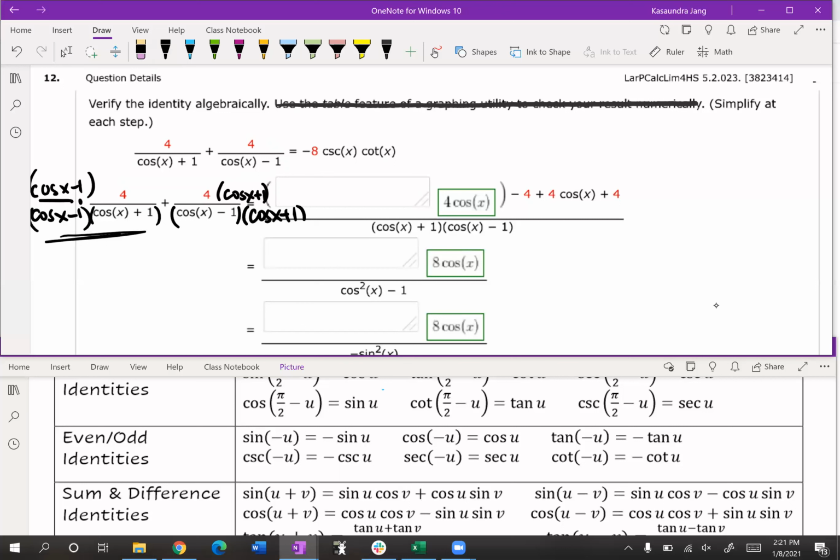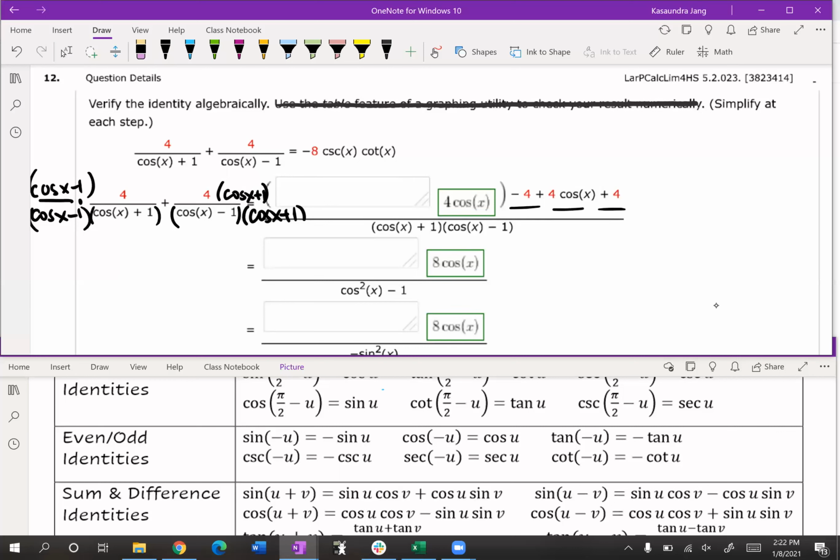We need to fill in the blank in the numerator, which if I distribute the 4, I got a 4 cosine of x minus 4. And this gives me a 4 cosine of x plus 4. So I see the minus 4, I see the plus 4, I see a 4 cosine of x. I think I'm missing one of the 4 cosine of x's. Okay, so that's where they got this from, distributing.